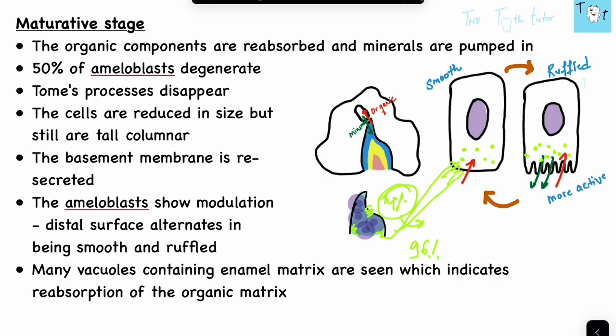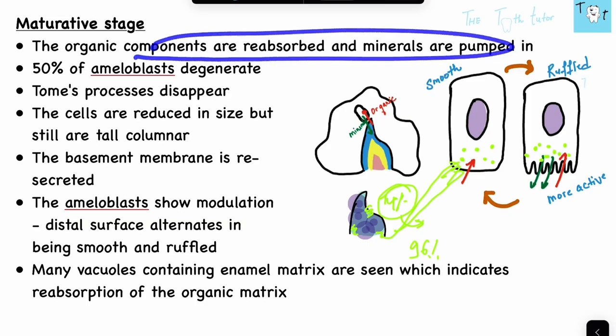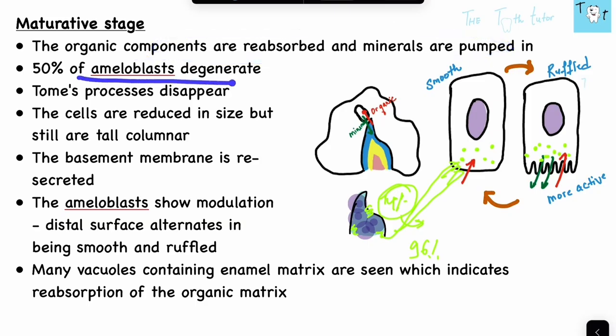So what is happening in this stage? The organic components are reabsorbed and the minerals are pumped in. 50% of ameloblasts degenerate. So the ameloblast will now take a new form. It will have two forms. For 5 hours, it will be in this smooth border stage, and for another 5 to 7 hours, it will be in that ruffled border stage.